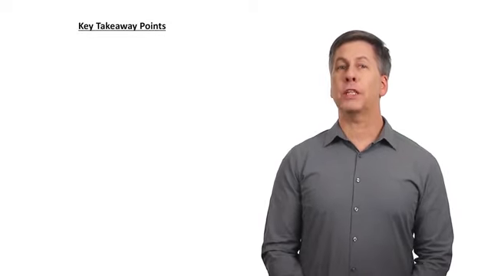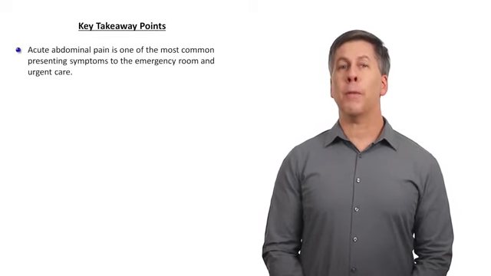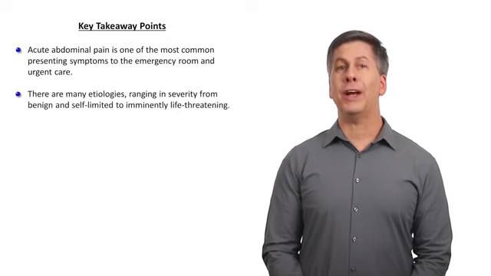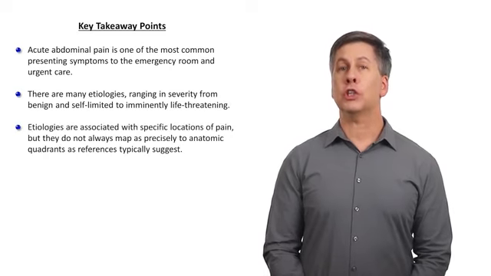The key takeaway points for this video. Acute abdominal pain is one of the most common presenting symptoms to the emergency room and urgent care. There are many etiologies ranging in severity from benign and self-limited to imminently life-threatening. Etiologies are associated with specific locations of pain, but they do not always map as precisely to anatomic quadrants as references typically suggest.